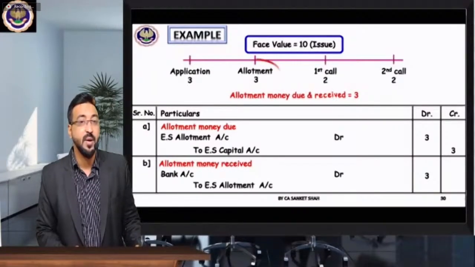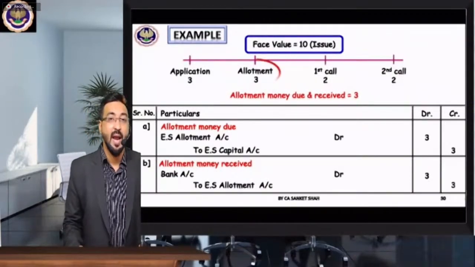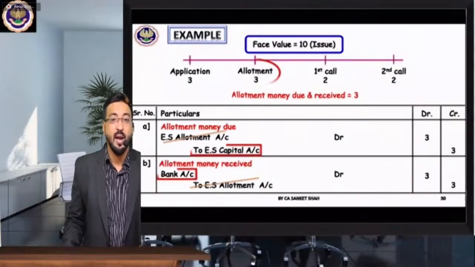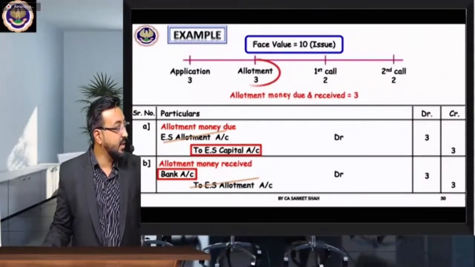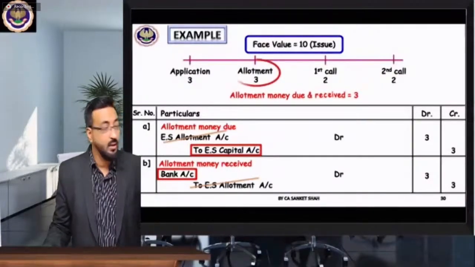So which is a temporary account over here? Allotment will get cancelled. Bank, where to show? You will show it on the asset side, and equity share capital under shareholders' fund, share capital. Okay.